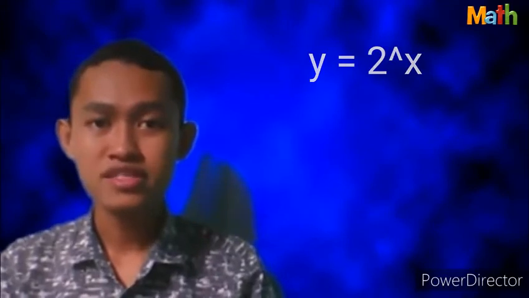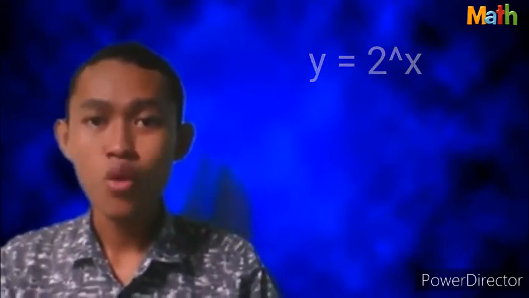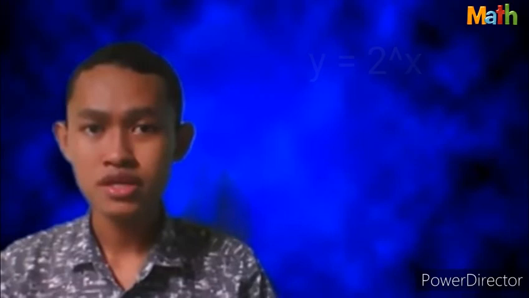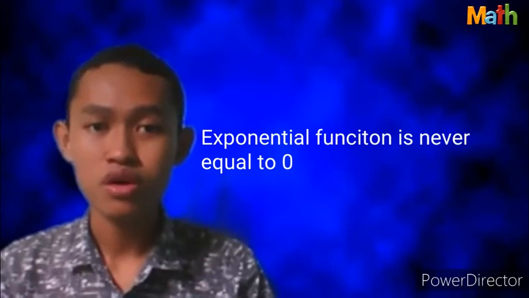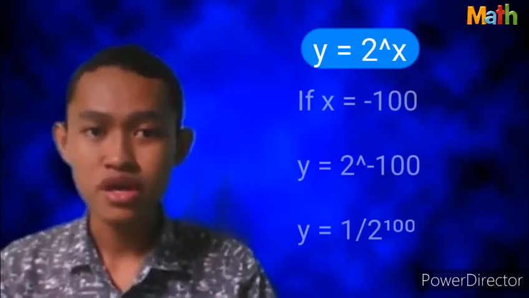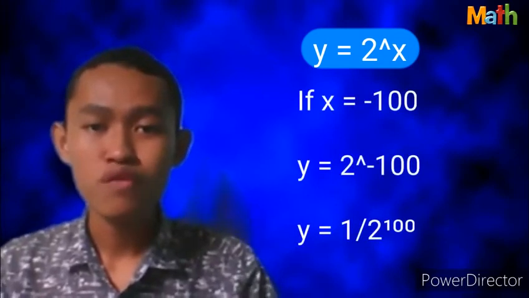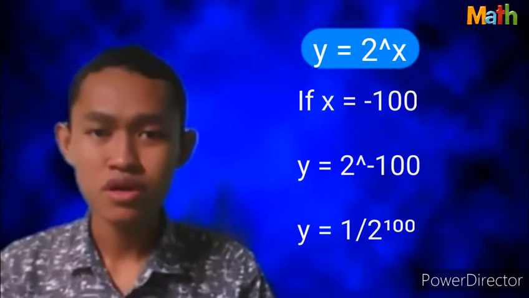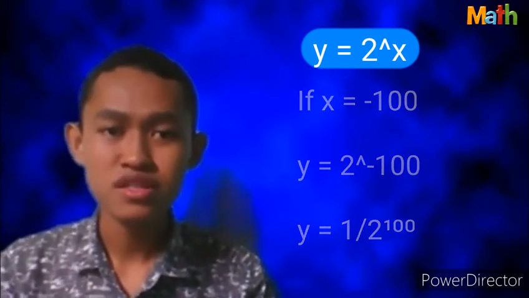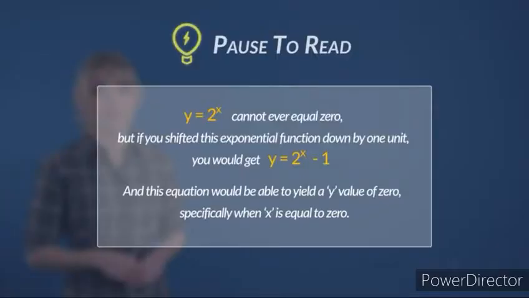Notice how as x increases, the increase in y itself becomes greater and greater. This is one of the things about exponential functions, in that the graph increases at an increasing rate. An exponential function can never equal 0. Even if we did 2 to the exponent of negative 100, we would end up with 1 over 2 to the exponent 100, which is a very, very small number, getting very close to 0, but still never actually touching 0.